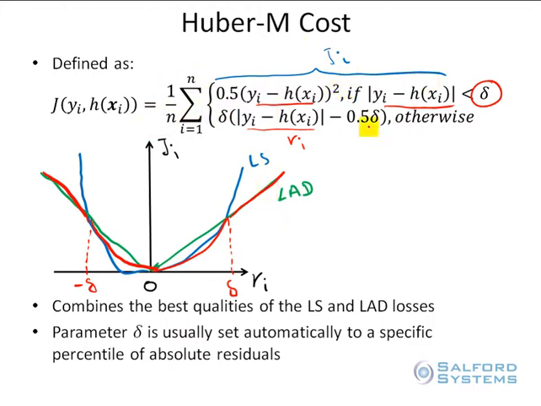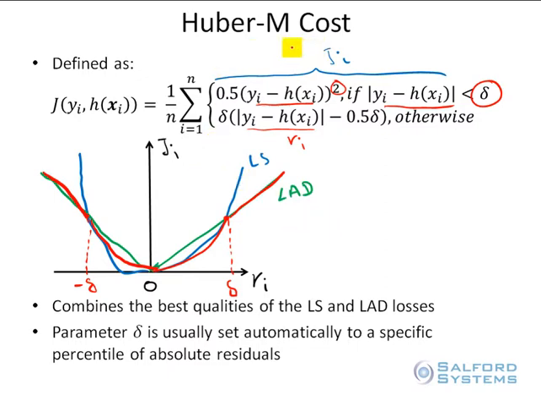And this is exactly what this formula here is trying to tell you. You look at the residual here. If the residual is less than delta in absolute value, then you take the square. Otherwise, if the residual gets too large, then you take the absolute difference. And the presence of the delta and 0.5 parameters here simply ensures that at these connection points, everything happens without any discontinuities or other difficult behaviors.